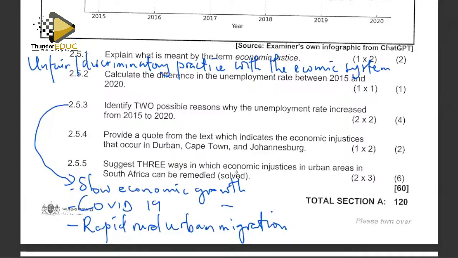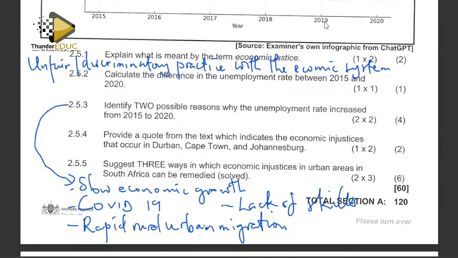And also, we can talk of other aspects like lack of skills, which can be a contributing factor.